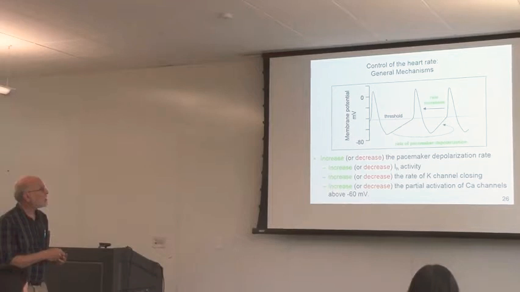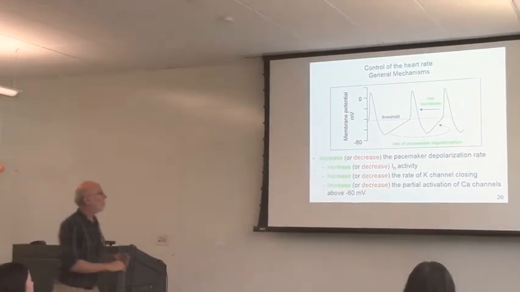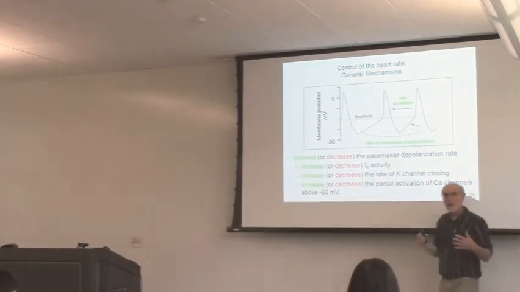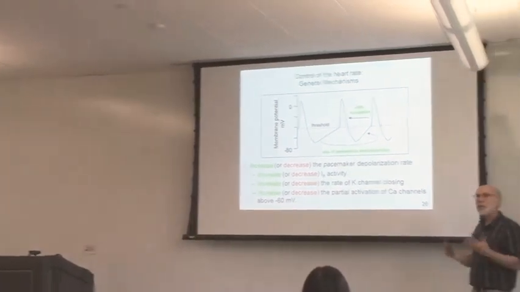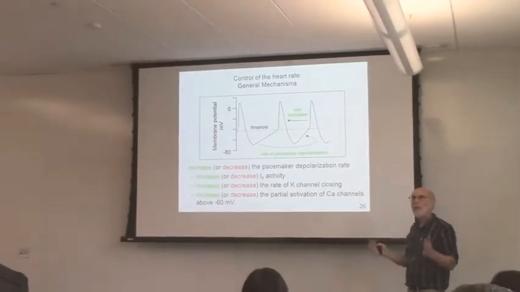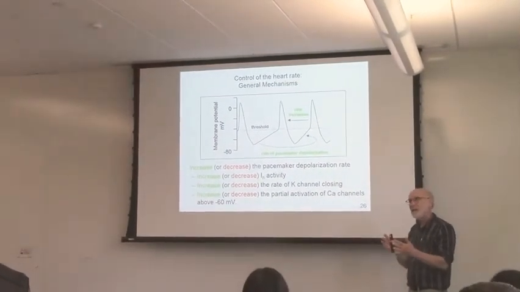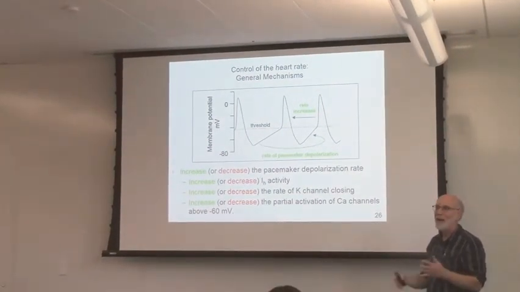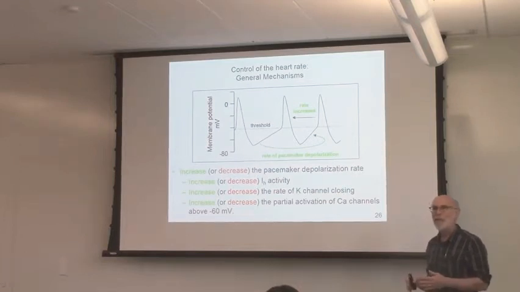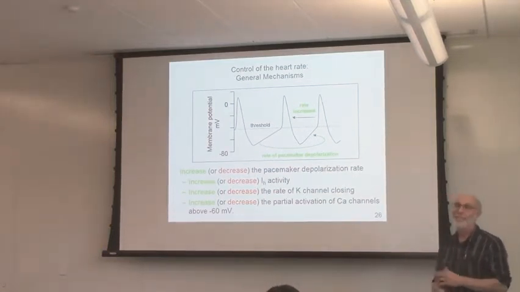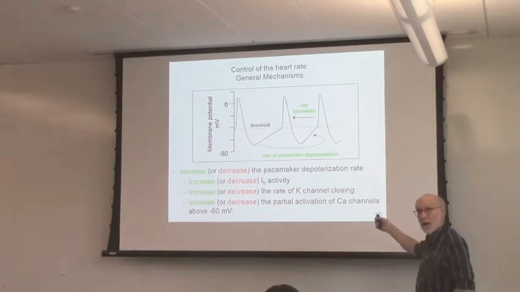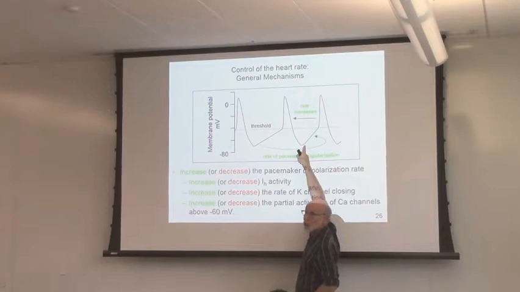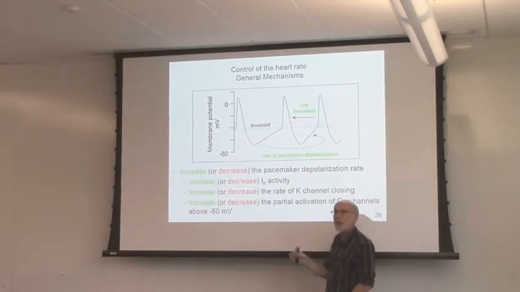If we increase the slope of this line from here to here, you should be able to see that that's steeper, then it's reaching threshold faster, so the interval between beats is less, and if the interval between beats is less, the rate goes up. It's not a rate, it's a frequency, but we talk about the heart, we don't talk about heart frequency, we talk about heart rate. Clear? If all we do is change the rate of the slow depolarization, we would increase the heart rate.